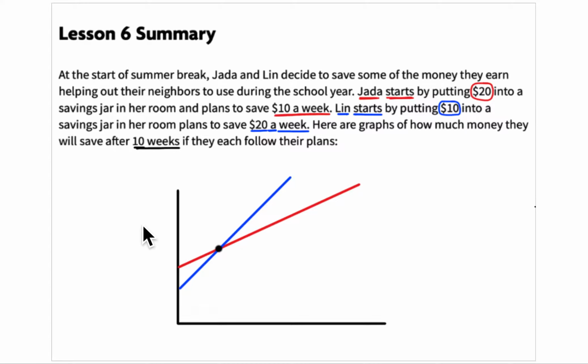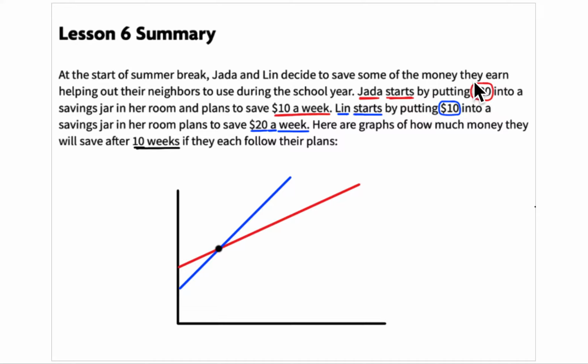So here's just a rough draft of visually what their savings looks like over time. So Jada starts out with more money, so she starts out right here. You don't have to put any numbers here, it just has to be more money. And Lynn starts out with less money, so her starting point is right here.